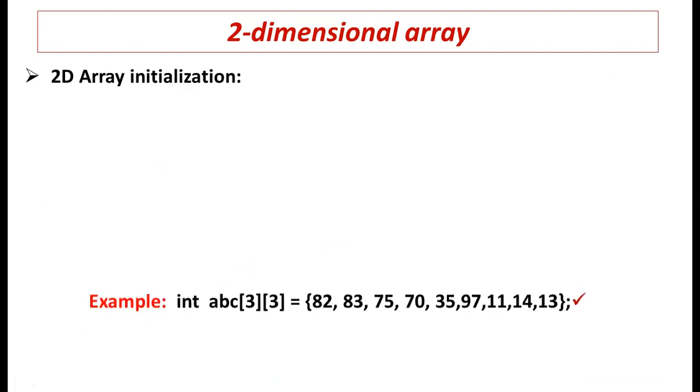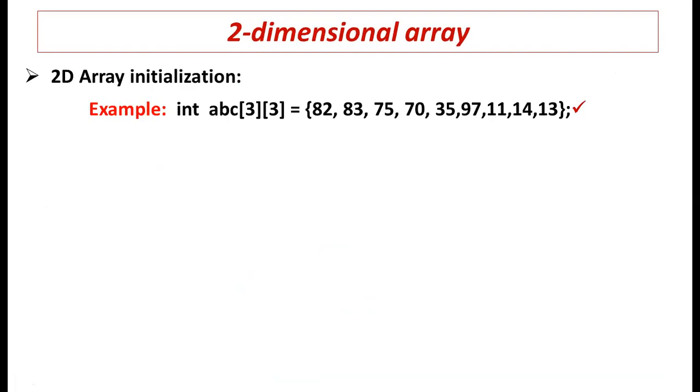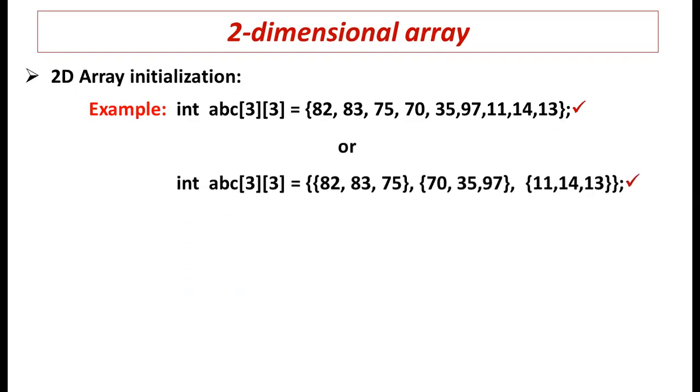A very important concept is initialization of a two-dimensional array. There are different ways to initialize the array elements. This is one way. Here the array name is ABC, column size 3, row size 3. Total 9 elements can be stored. The first 3 elements will be stored in the first row, the next 3 elements in the second row, and the last 3 elements in the third row.